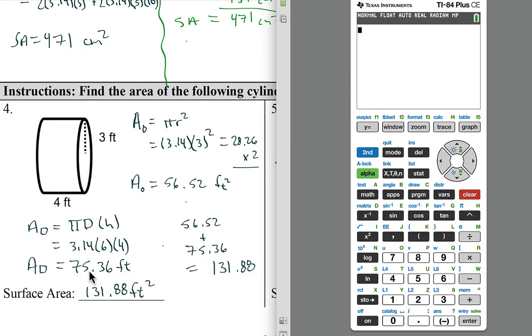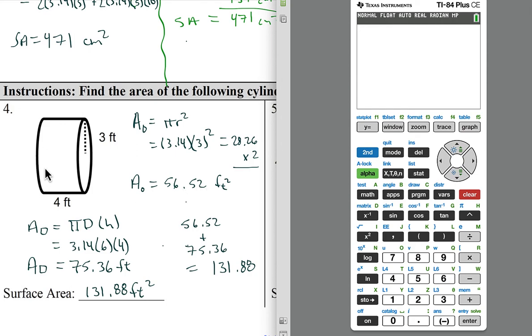And look what I got, 131.88. Here's the way I did number 4. Number 4, I just found the area of each circle and then doubled it and then found the area of the rectangle. So the radius is 3, so 3 squared. Be careful, 3 squared is 9, not 6, times pi. So it's pi r squared. Then I take that and I double it because there are 2 circles. So this is the area of the circles, 56.52.